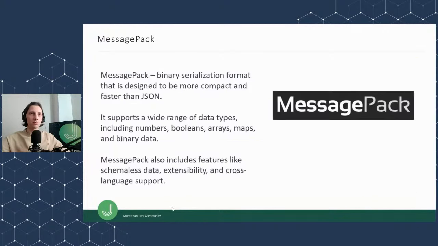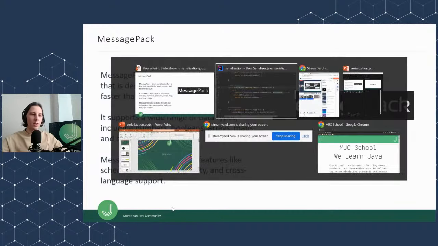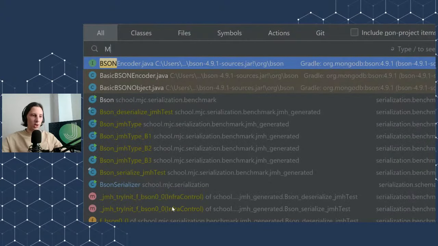And what we get? MessagePack. It's a binary serialization format that is designed to be more compact and faster than the JSON. It supports a lot of data types, and yeah, it includes features like schemaless data serialization, extensibility, and cross-language support. Let's see it in action in Java.